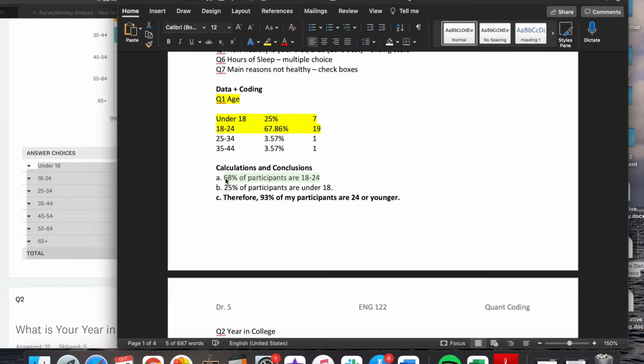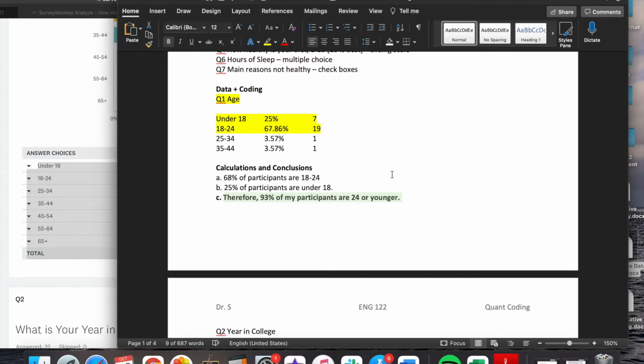So I think it's really important. I'm just going to round up. That's the little tweak that I made. 68% of my participants are 18 to 24. Why did I put 20? Oh, yeah. Okay, because it says 25% of my participants are under 18. That's also interesting, I guess. It's the second most popular answer. And then I added them. 93% of my participants are 24 or younger. That makes a lot of sense.